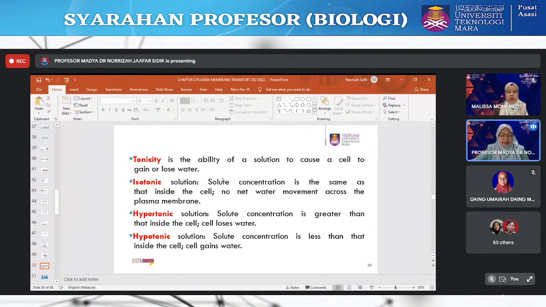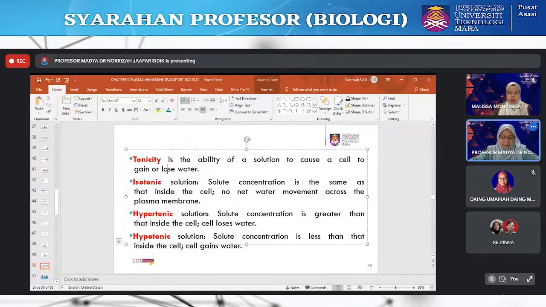Now we look at tonicity. Tonicity describes how an extracellular solution can change the volume of a cell by affecting osmosis. Tonicity is the ability of a solution to cause a cell to gain or lose water.